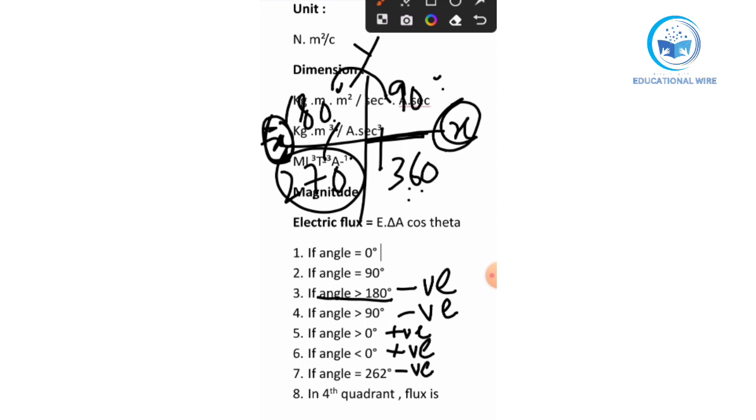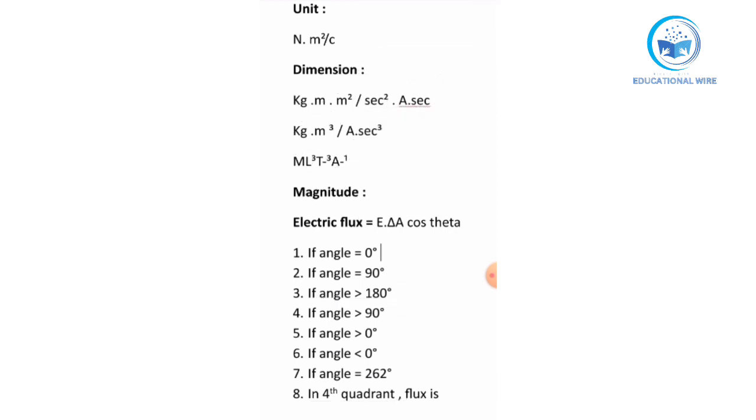And it says that in the fourth quadrant electric flux is, so this is our fourth quadrant, 360. Here our x is positive, so the electric flux will also be positive. So this is the method to find electric flux. If the angle is equal to 0 it's maximum, at 90 it's minimum. How can we find electric flux? We will put cos theta, cos theta is equal to x. If we put sine theta, sine theta is equal to y, so according to y we can find it. But now we have found it according to x.